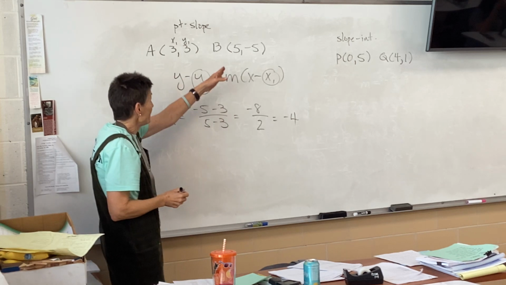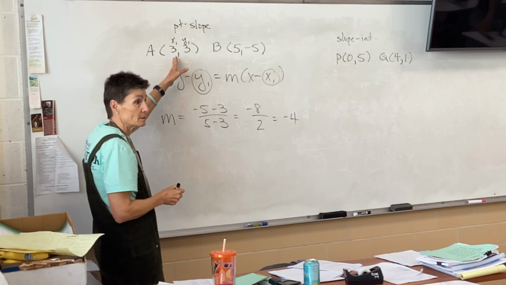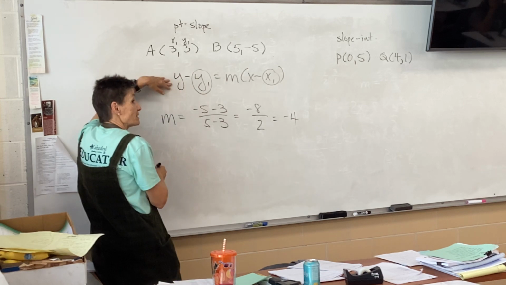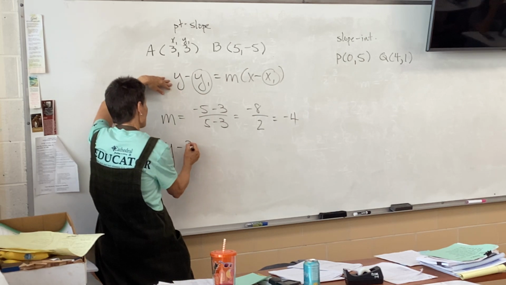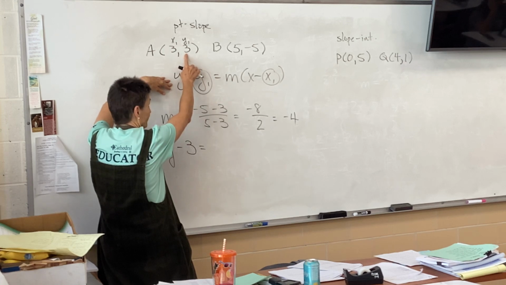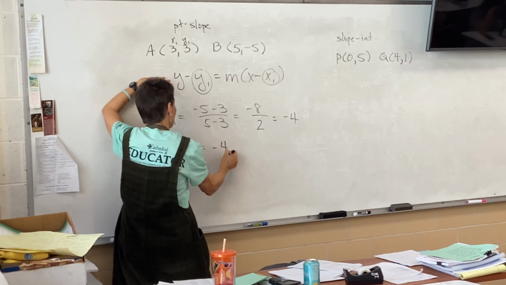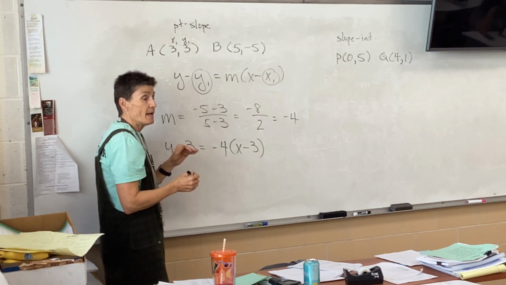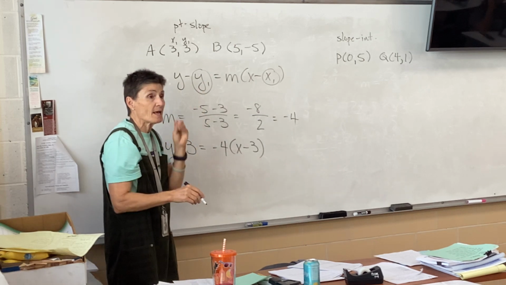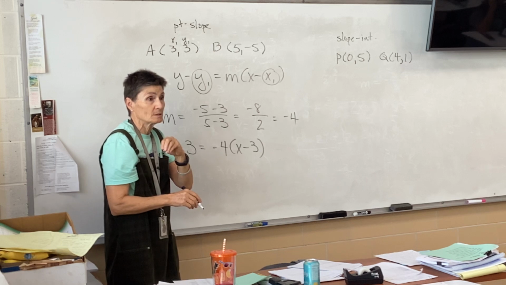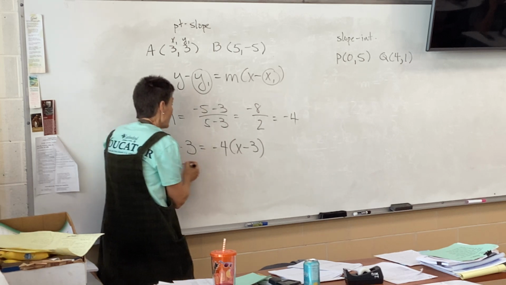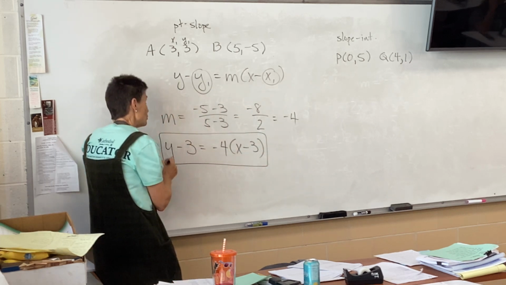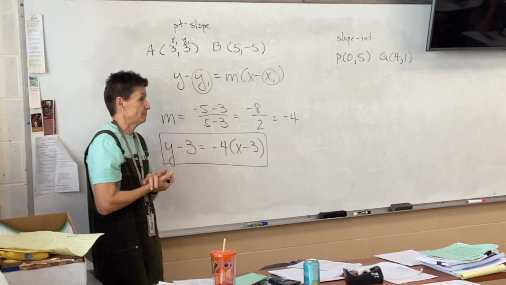We have already picked our point. So using my point slope form, it's going to be y minus 3, that's that 3 right there, equals negative 4, x minus 3. And when the directions say point slope, you are done. That's it. You can stop right there.